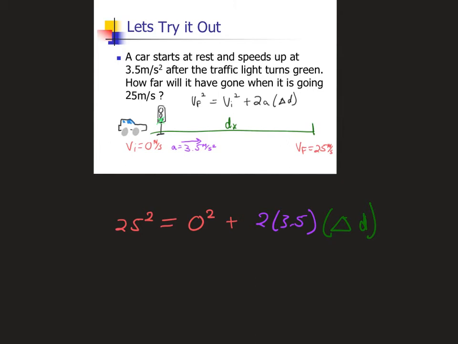3.5 times 2 is 7, times delta d, equals 25 squared, 625. I need to divide both sides by 7, to give me my answer of 89.3 meters.